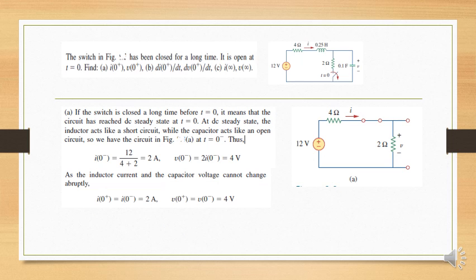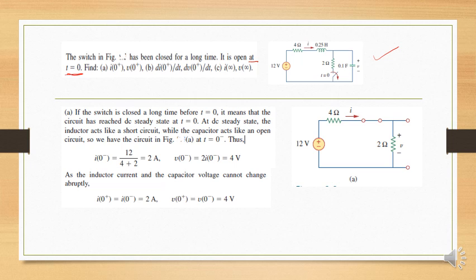Now let's solve a problem. It would clear your concepts further, right? It is an example from your book to develop a clear understanding. The switch in the figure has been closed for a long time, and it is opened at t equal to 0. See, the situation is reversed. The situation is opposite to what we discussed previously.